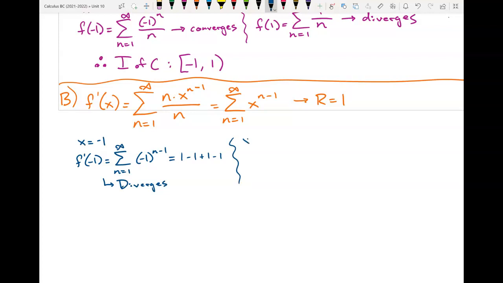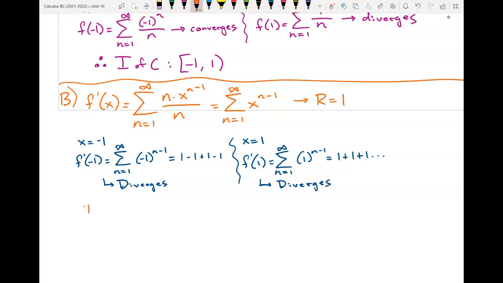All right, let's go ahead and look at x equals 1. So f prime at 1. Well, that would be 1 to the n minus 1 power. Well, that still diverges because that's 1 plus 1 plus 1 and so forth. So that also diverges. So what is my interval of convergence for this one?